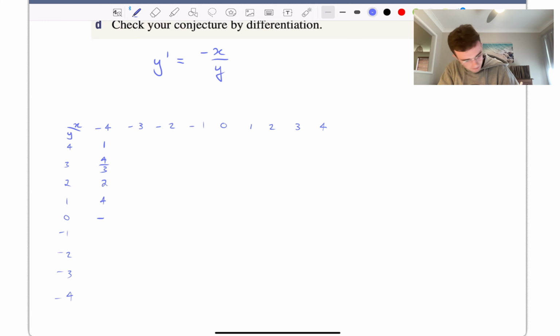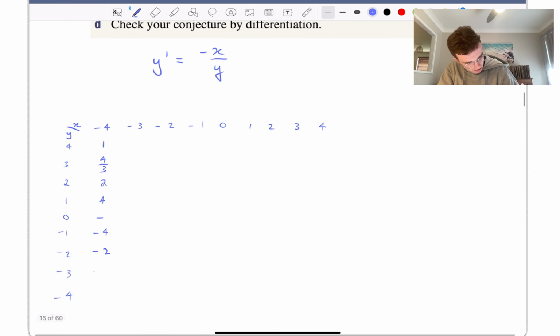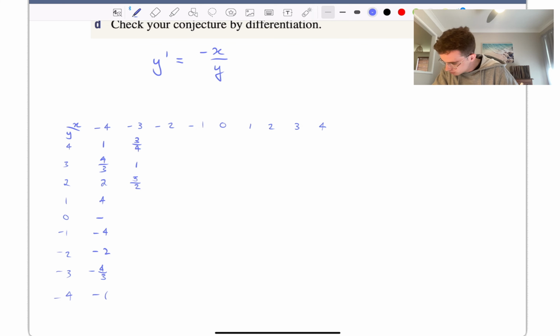Then -4 on nothing. We're going to have -4, -2, -4 on 3, and -1. Over here, you're going to have 3 on 4, 1, so 3 on 3, 3 on 2, 3, nothing, -3, -3 on 2, -1, and -3 on 4. Okay, I'm going to pause this video and complete this table, and I'll be back.